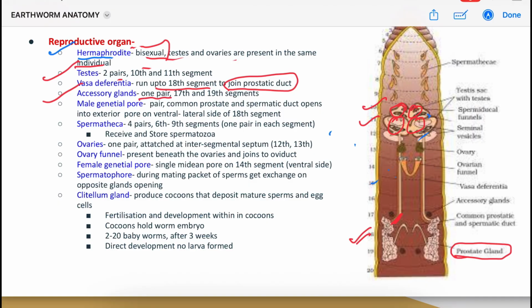Accessory glands: one pair, two glands, are present. One is present on the 17th segment, the other in the 19th segment.